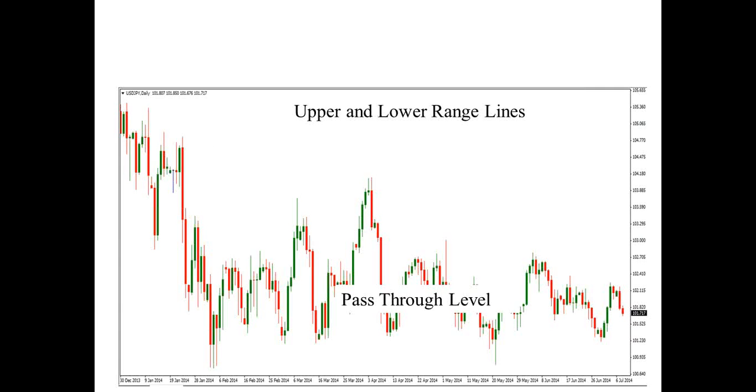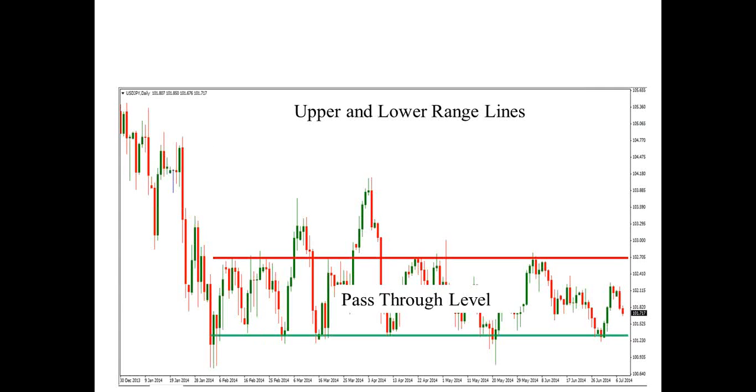So in this case, if we're looking at this on a chart, there's our upper and lower range line. There's our upper and lower range line. That was our support and resistance levels. And we call this the pass-through level.